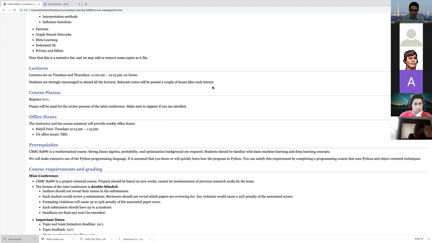Okay, one more question. Can we have a list of potential projects? No. As I mentioned, I want you to think about these projects or ideas yourself. It is not an undergrad course, and we are very flexible in admitting different types of projects, either practical or theoretical.